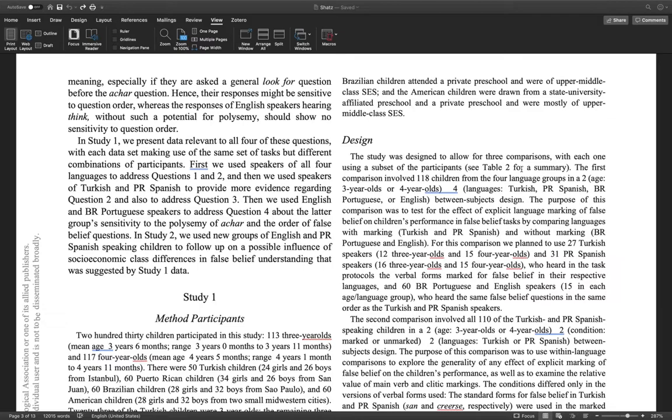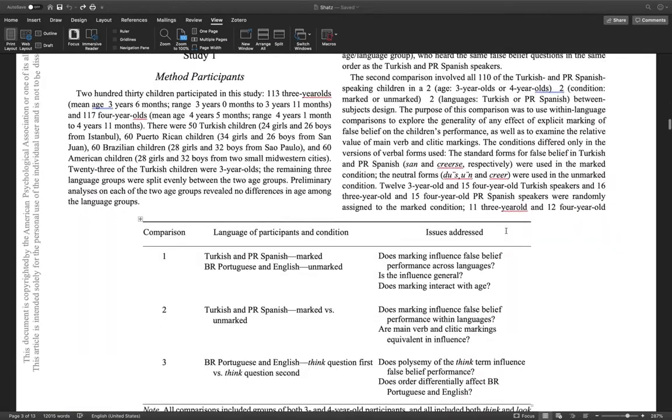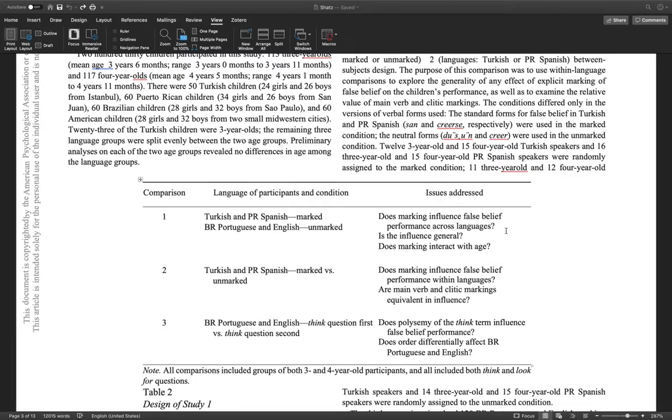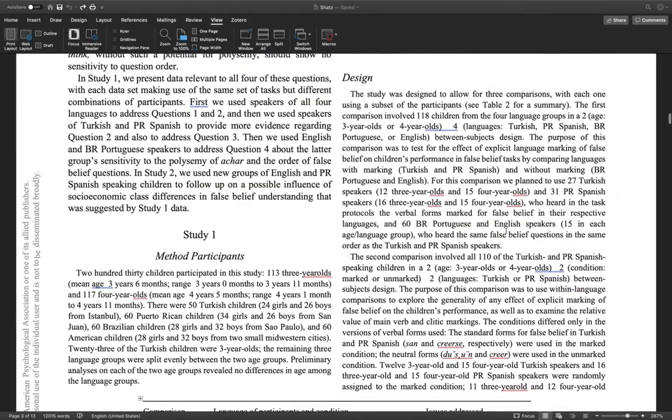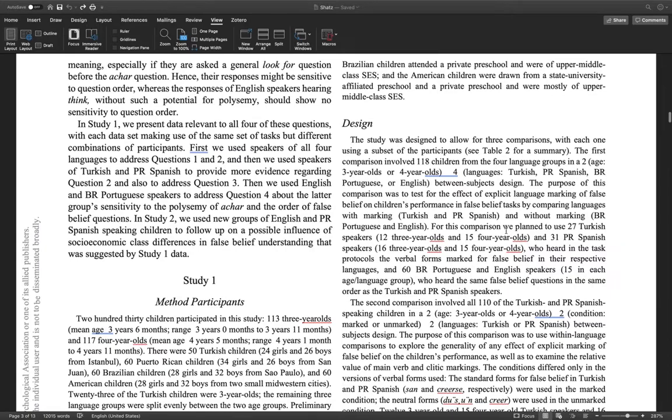The study was designed to allow for 3 comparisons, each one using a subset of the participants. There's a table for this. I'm going to look at that table. All right, so I'm not going to look at it yet. The first comparison involved 118 children from the 4 language groups in a 2 (age, 3 or 4) by... I think there should be an X there. By 4.